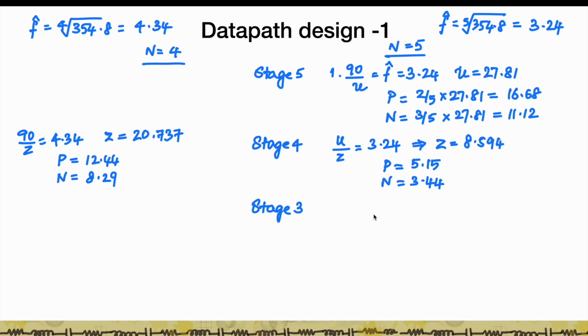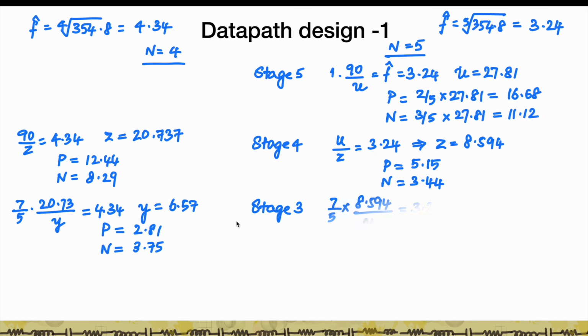Now, if you come down to stage 3, which was the last stage before we added inverters, you see in this case your sizes have come down drastically. Again, 7 by 5 into 20.73 by y is 4.34. So your P and N come out to 2.8 and 3.7, whereas in the other case it works out even smaller, to 1.6 and 2.1.